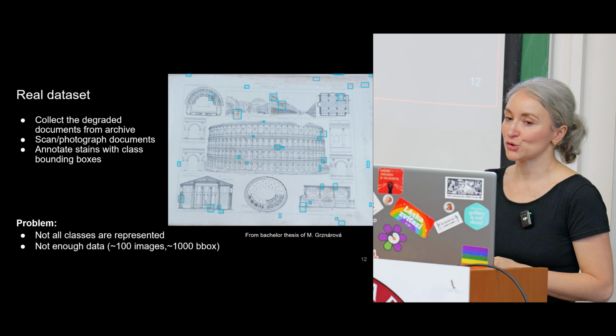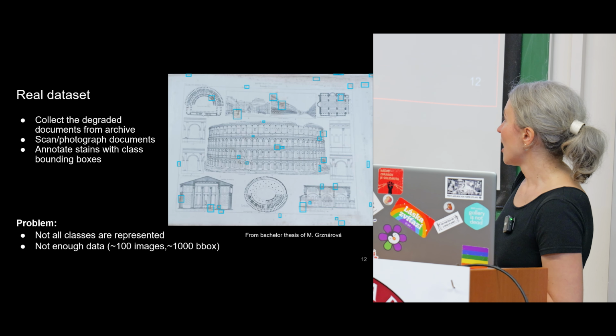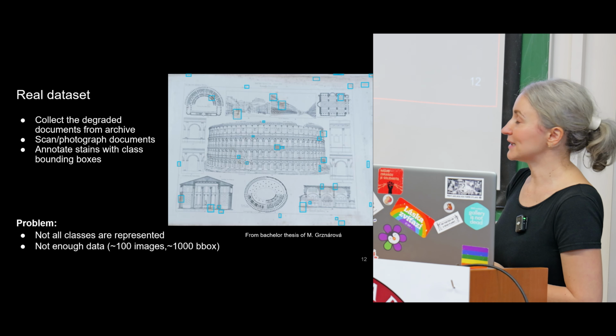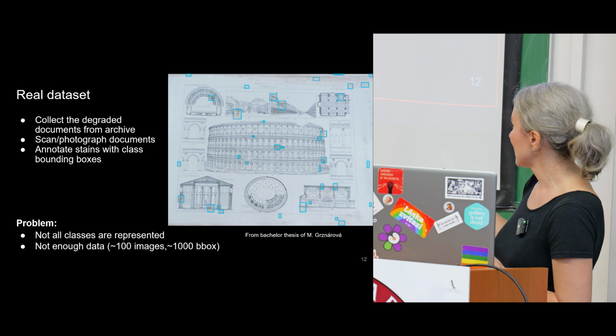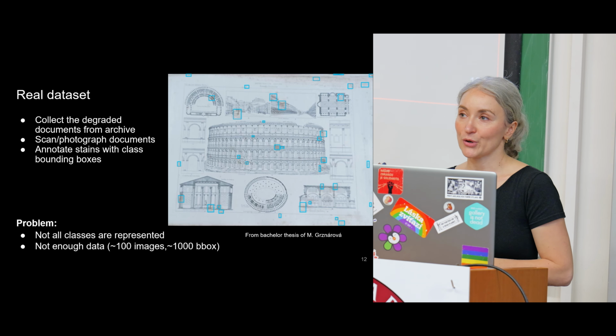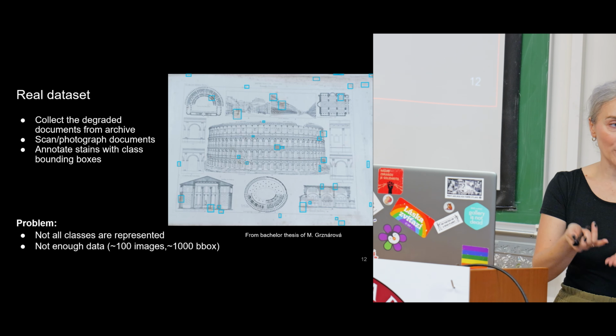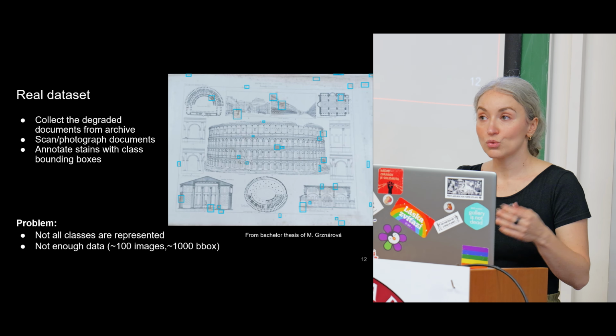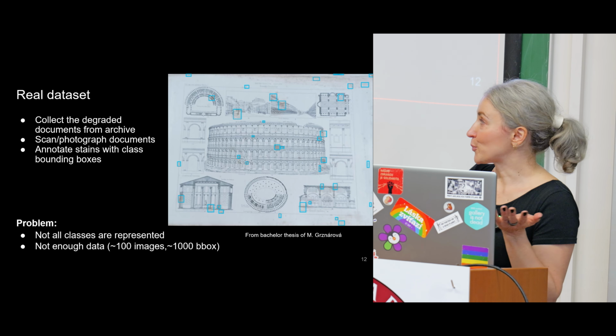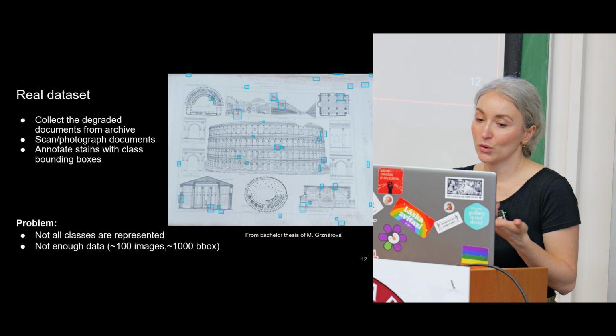So we were able to achieve just around 100 images annotated with around 1,000 bounding boxes. And not all classes were represented, because not all classes were present in the archive of the Academy of Fine Arts and Design. So what can we do? We have the problem, we don't have enough data, what can we do?